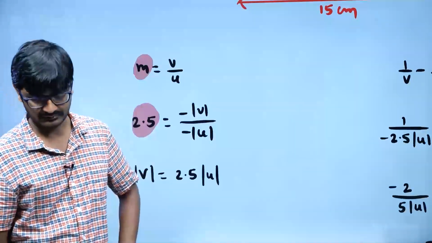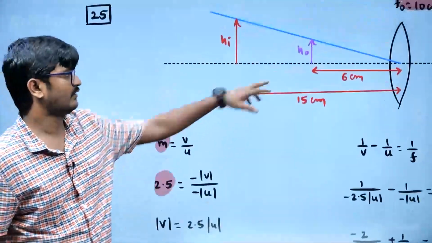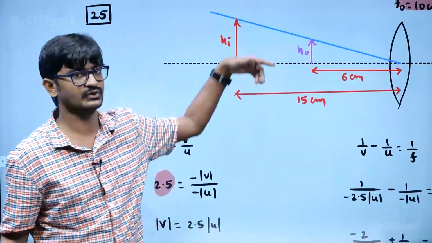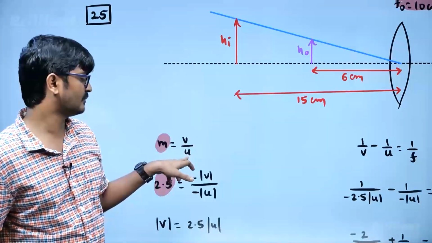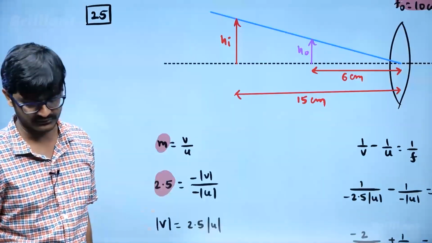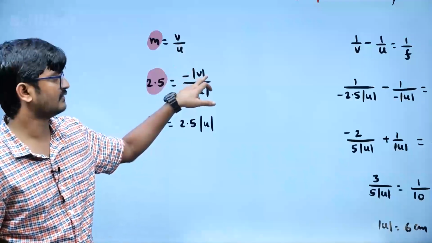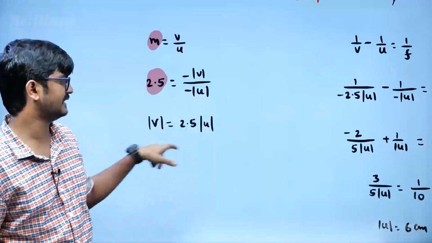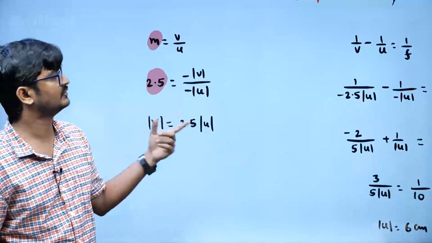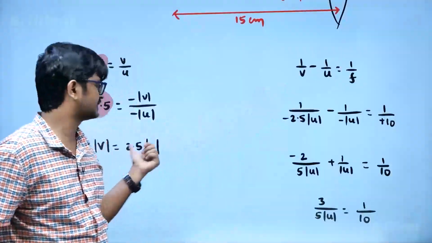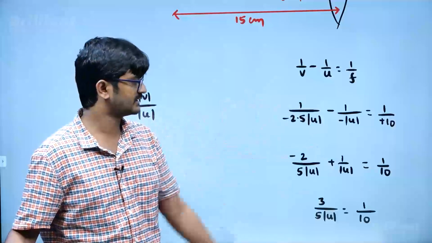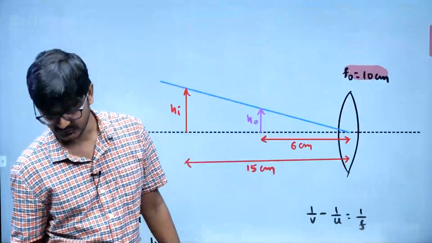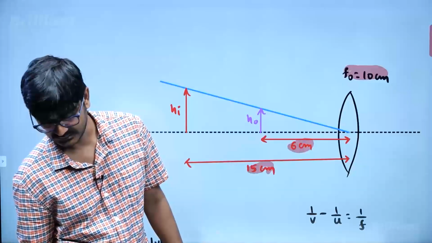Magnification is 2.5. Now, and I know this. I know object and image will be forming on the same side. So u is negative, v is negative. So v by u is going to be positive. So magnification is going to be positive. So v is negative of its magnitude, u is negative of its magnitude. So when I do that, I will be getting this relation, and I will be using lens formula, and I will be using this relation. From there I can get u value as 6 and v value as 15.